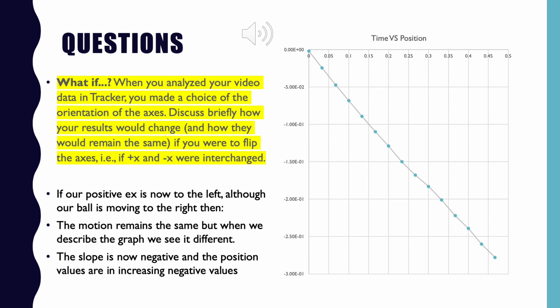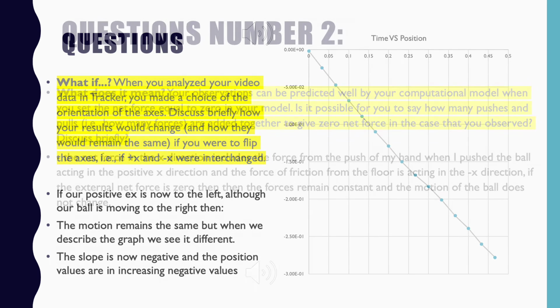Now, to answer the questions, what does it mean if we switch the axes? So our positive x is now to the left and the motion remains the same, but the way we describe the values changes. So the slope is now negative and the position values are in increasing negative order.